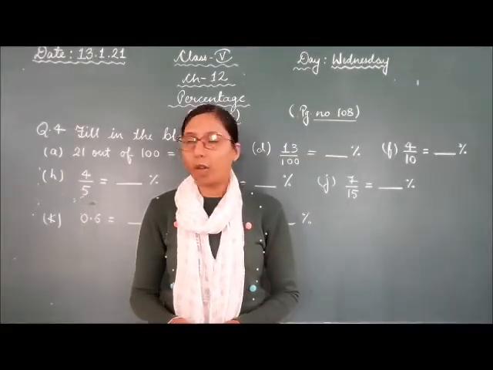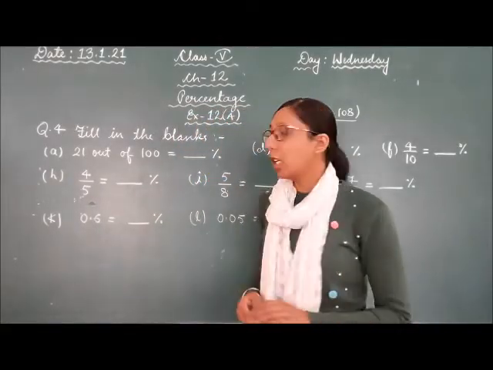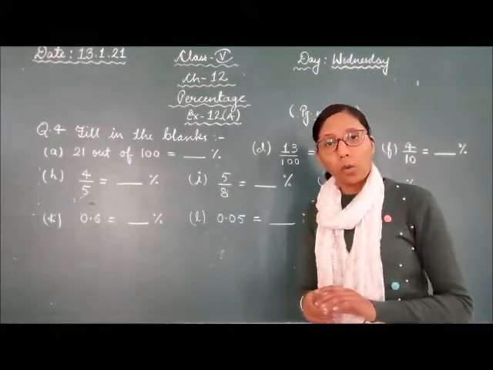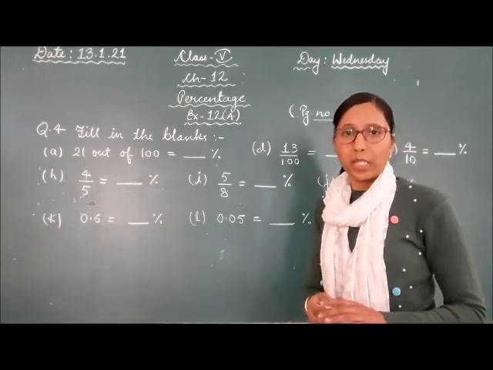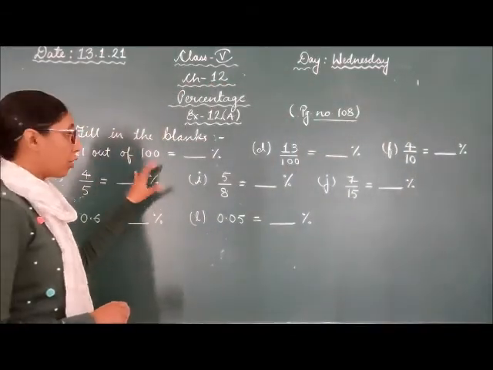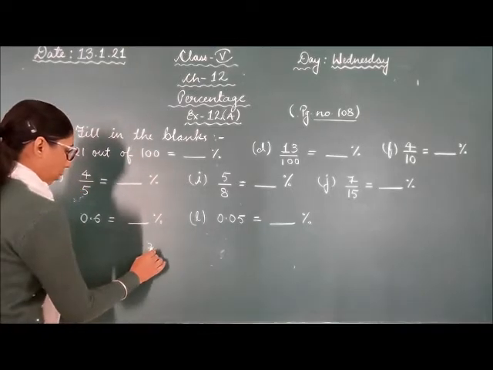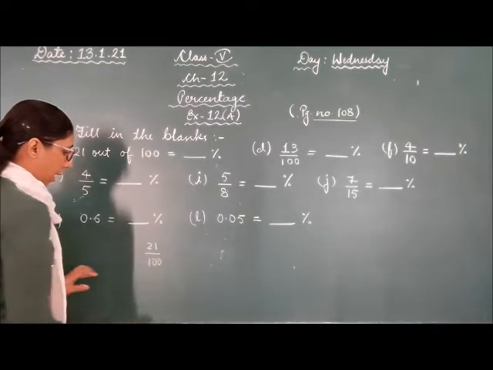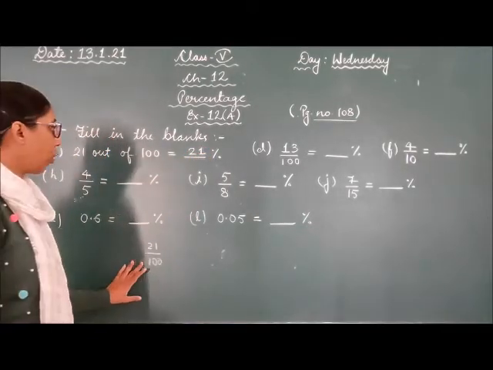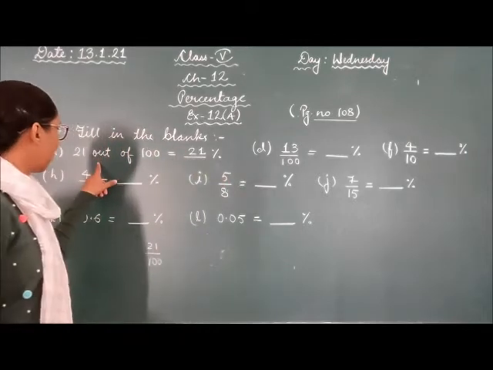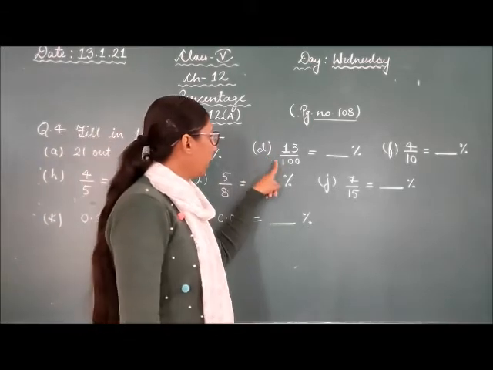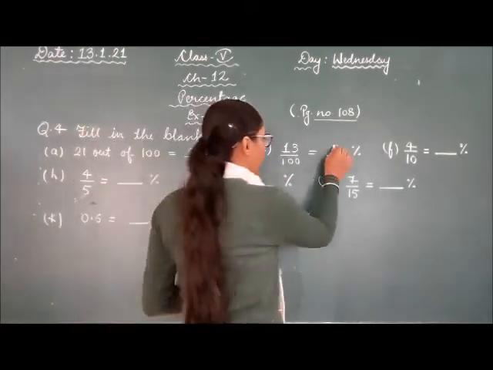We are going to solve question number 4, which is filling the blanks, in which these fractions, decimal numbers and some parts we are going to convert into percentage. So first of all, A part is given 21 out of 100. So out of 100 we are going to write like this, 21 by 100 and this is 21% only, because upon में जब भी 100 आता है we are going to make it a percentage sign. So this will be 21 by 100 and this is 21% only. Now 13 by 100, this is also 13% only.